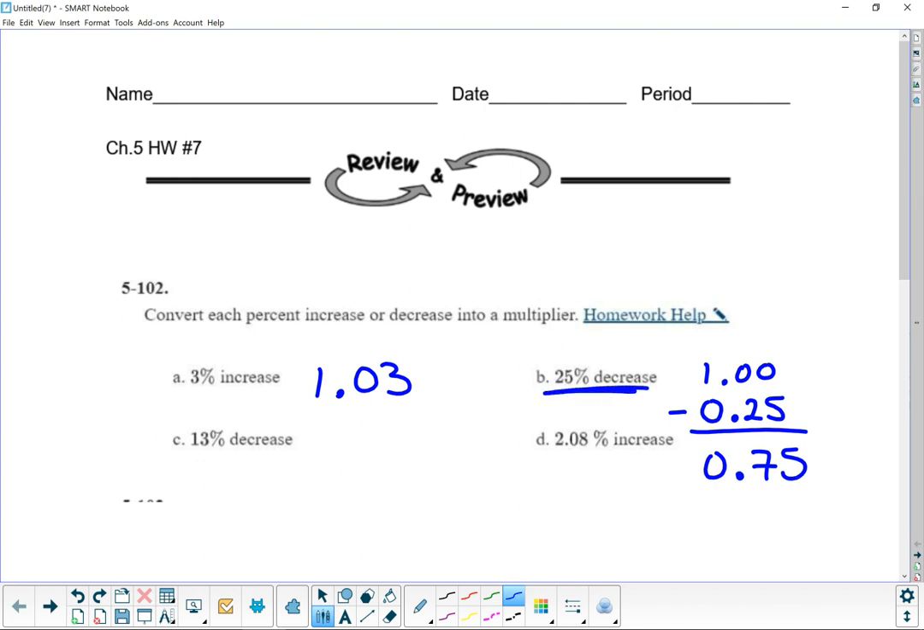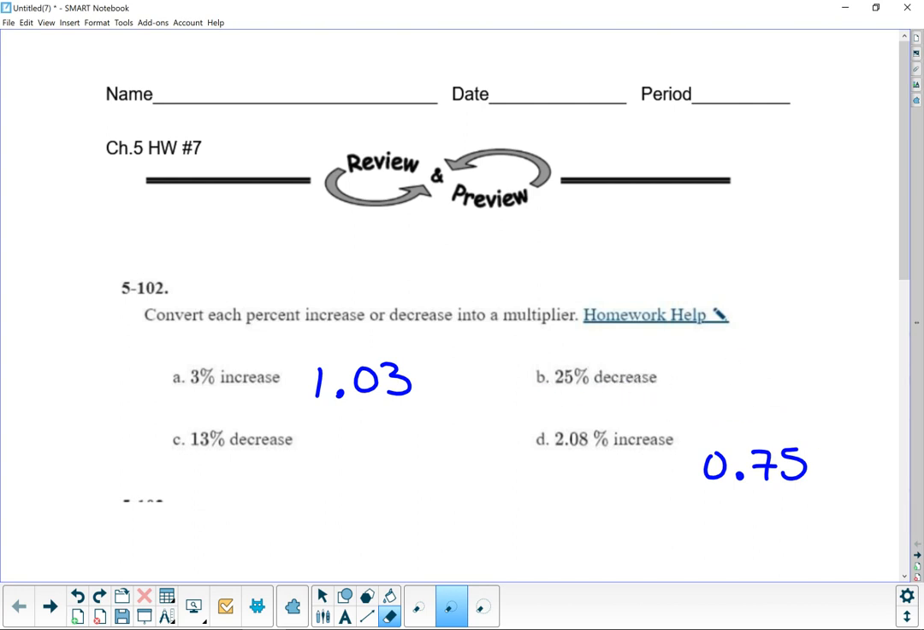Think about this: if you lose 25%, how much do you still have? You still have 75%. Or if you lose 25 cents out of a dollar, you still have 75 cents out of a dollar. So our percent of decrease is 25%, which means our multiplier is 0.75, or we're multiplying each term of the sequence by 0.75.